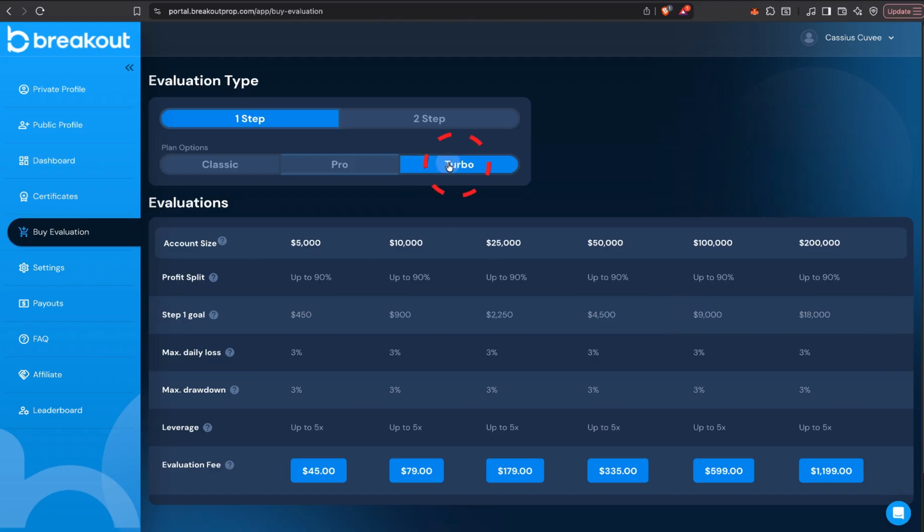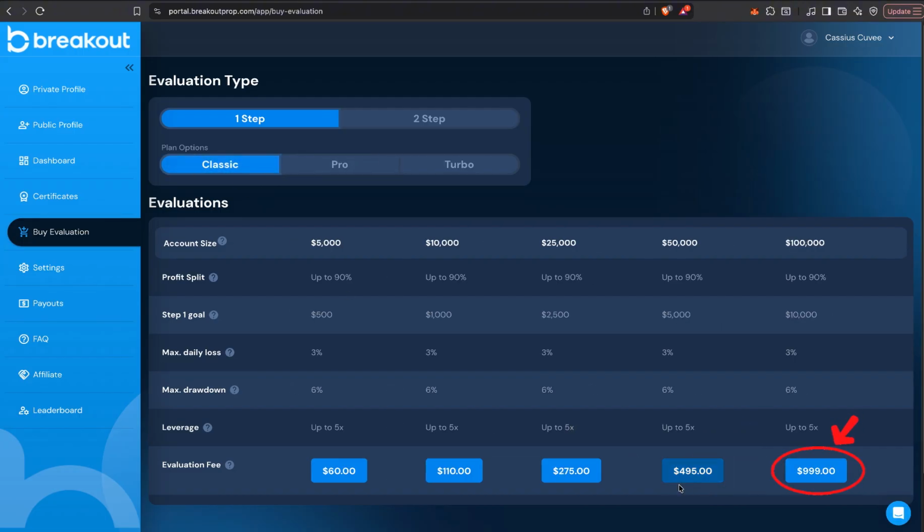To pass the Turbo, you only have to make $9,000, which is $3,000 easier, 3% easier to get funded. But then you only get 3% max drawdown. The other obvious difference is the price. You see here, price on Turbo, price on Pro, price on Classic. Excuse me, right here on 100,000, price on Classic.